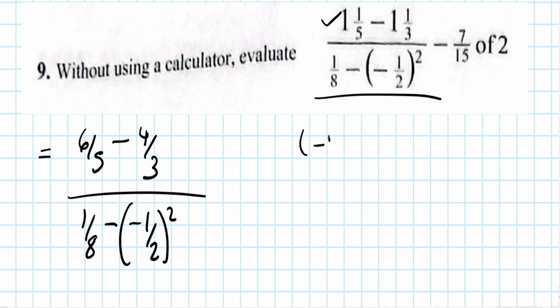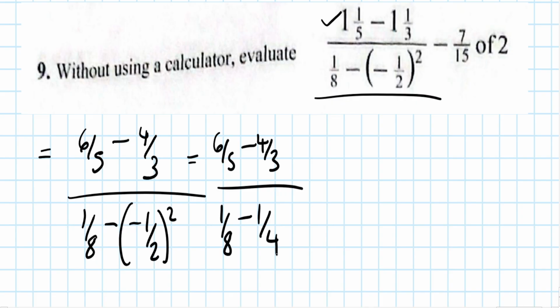Now we know that minus a half squared is just minus a half times minus a half, which will give you plus a quarter. 2 times 2, and negative times negative obviously is going to give us positive. So utakuwa na 6 over 5 minus 4 over 3 all over 1 over 8 minus a quarter. So obviously the LCM, hata si lazima LCM, we can do this. Let's just leave space here.